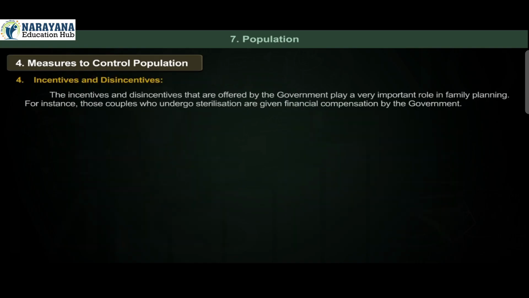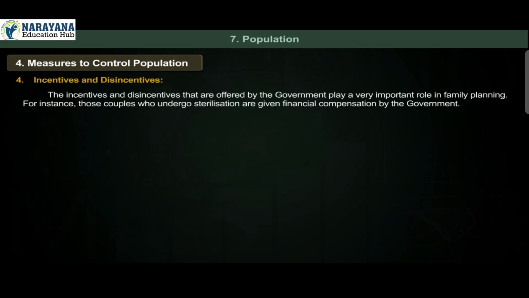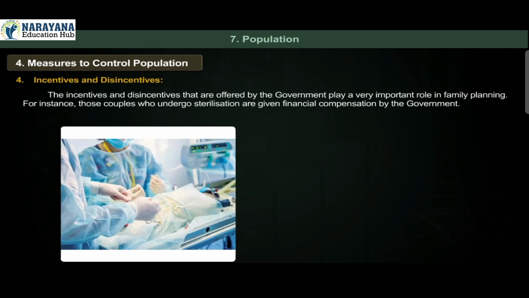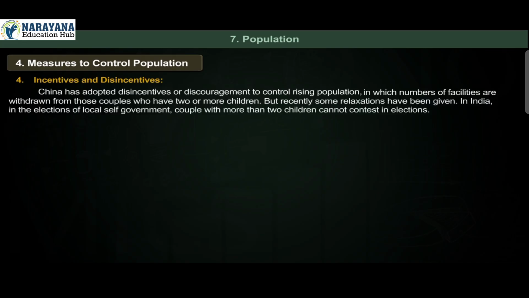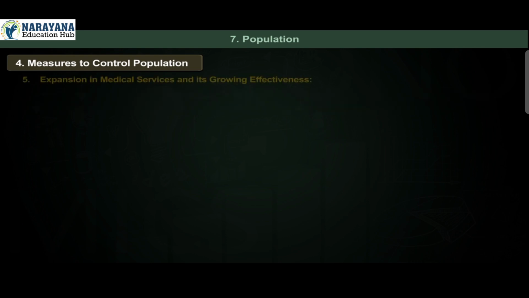Incentives and disincentives. The incentives and disincentives that are offered by the government play a very important role in family planning. For instance, those couples who undergo sterilization are given financial compensation by the government. China has adopted disincentive or discouragement to control rising population, in which number of facilities are withdrawn from those couples who have 2 or more children. But recently, some relaxations have been given. In India, in the elections of local self-government, couples with more than 2 children cannot contest in elections.